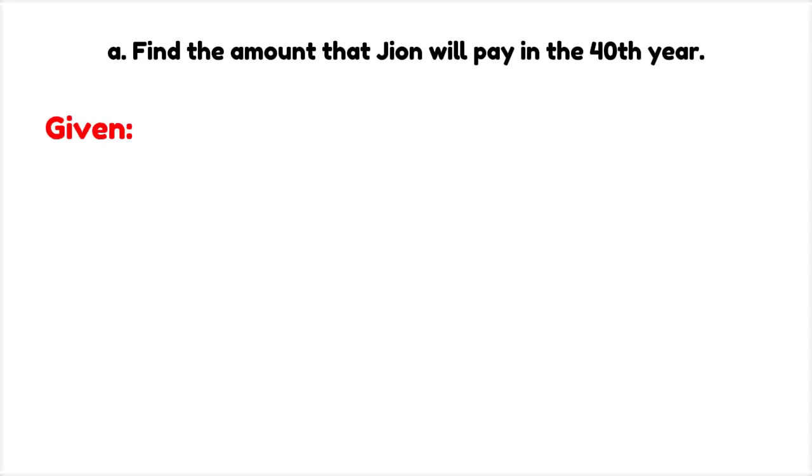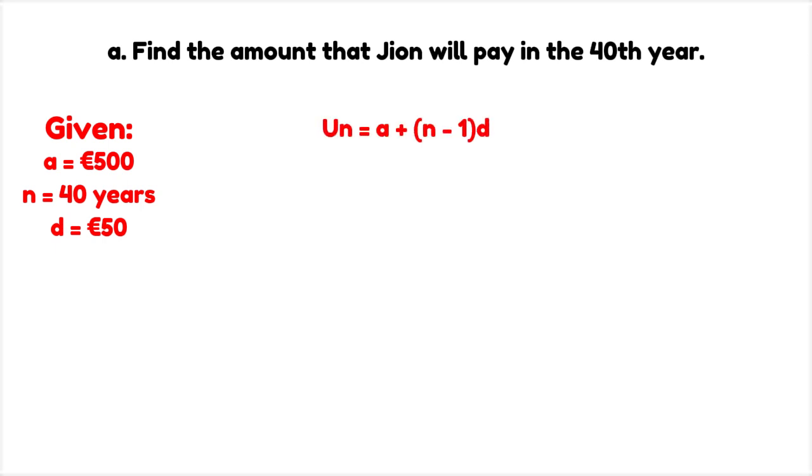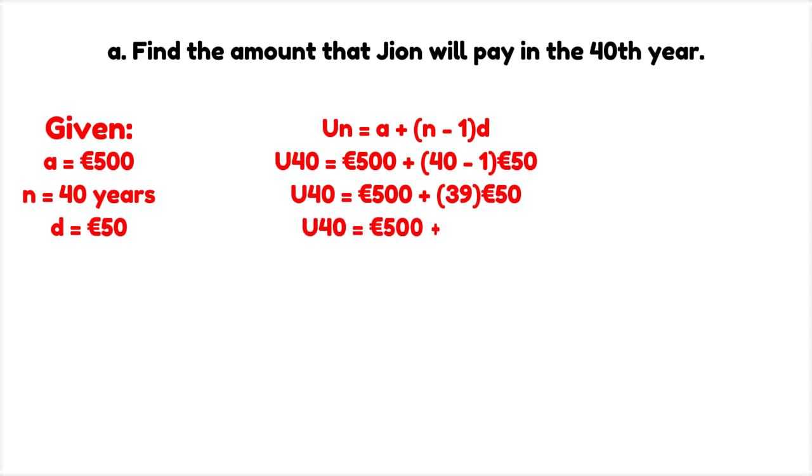Now let's see what we're given. The value a is her payment during the first year, which is 500 euros. The n value, the number of years, is 40, and the d value is the increase of the money for each year, which is 50. Inputting that into the formula, we'll get u40 equals 500 euros plus (40 minus 1) times 50. We can simplify this by subtracting 1 from 40, multiplying, and adding it all up, and we will get 2,450 euros for 40 years.